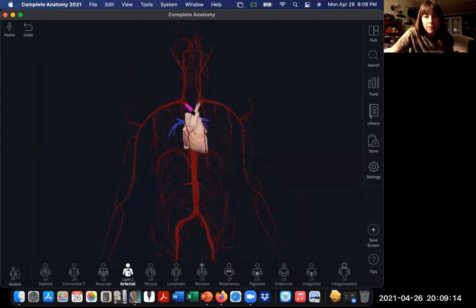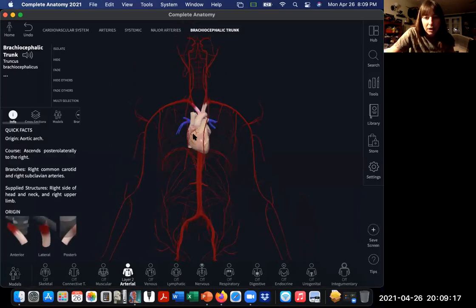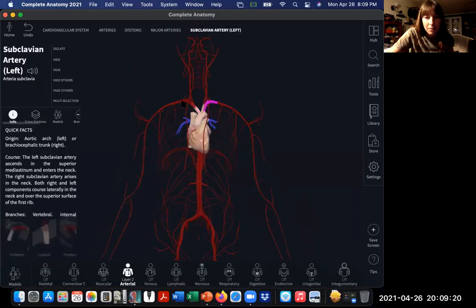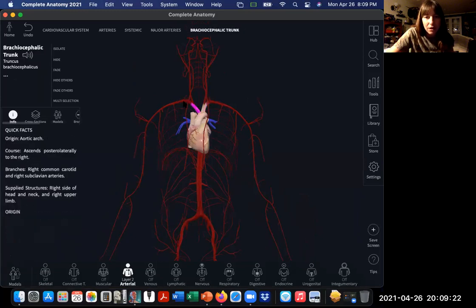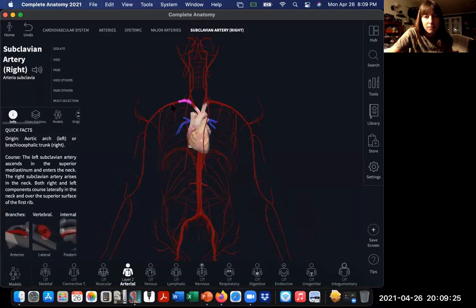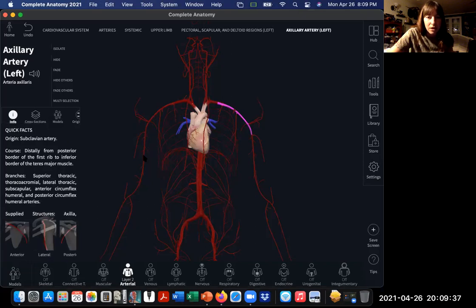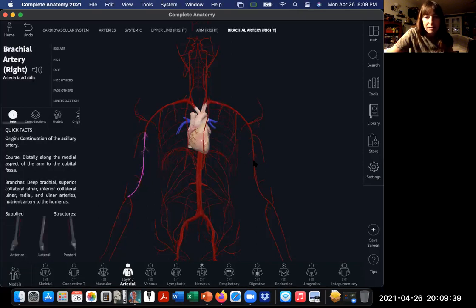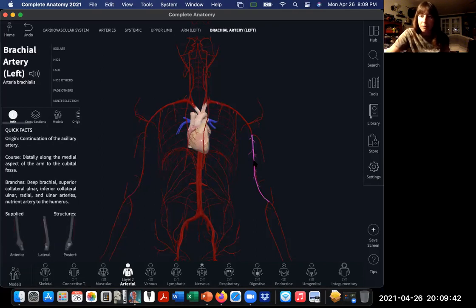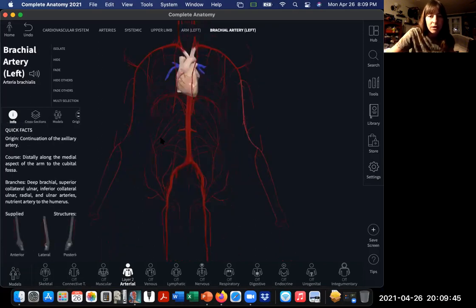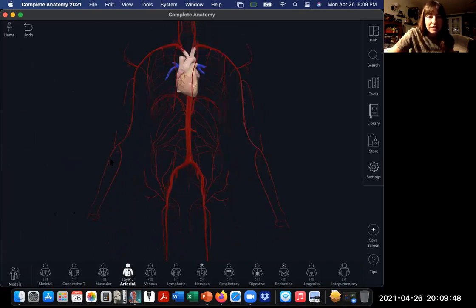Okay, so here's our brachiocephalic trunk. And over here, it branches to become the right subclavian. The left subclavian comes directly out of the aorta over here, but from there on out, they're the same. You have your axillary on the right, axillary on the left, becomes the brachial on the right, and the brachial on the left. At this point, we're talking about muscular arteries here. And then those brachial arteries are going to branch into the radial and ulnar.